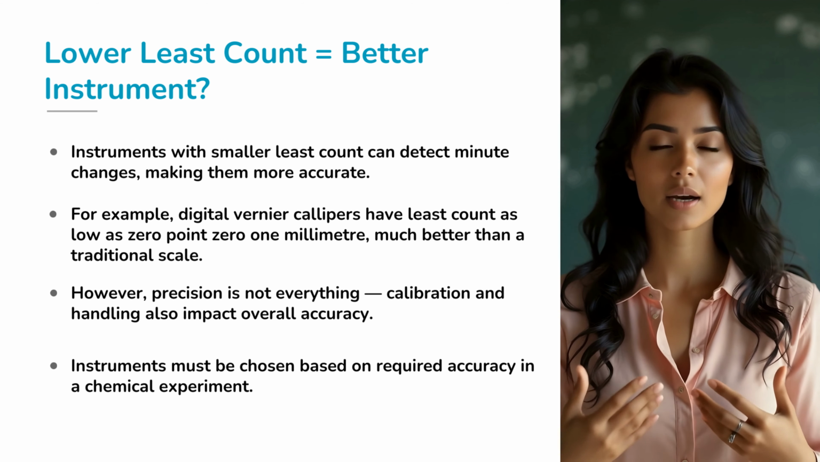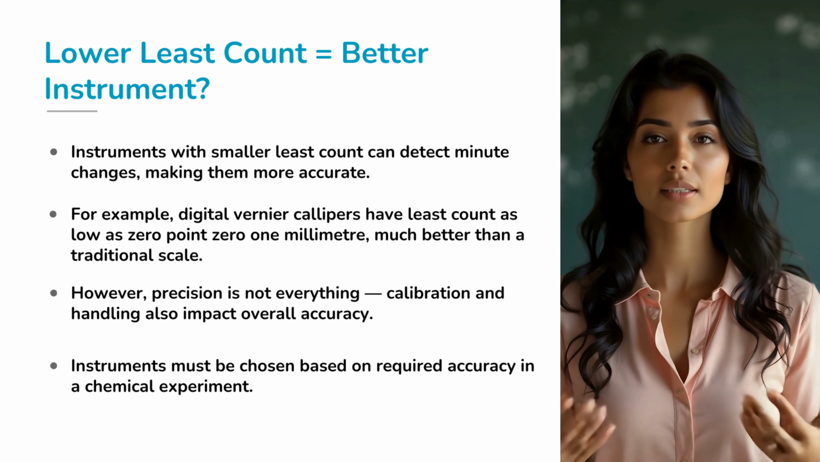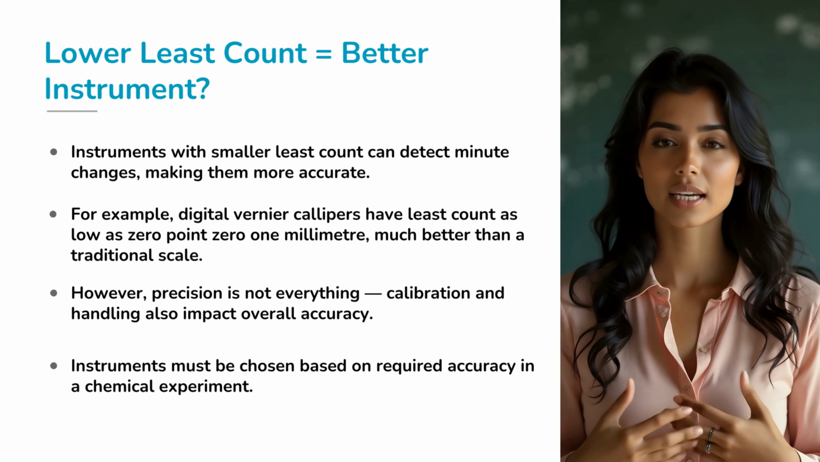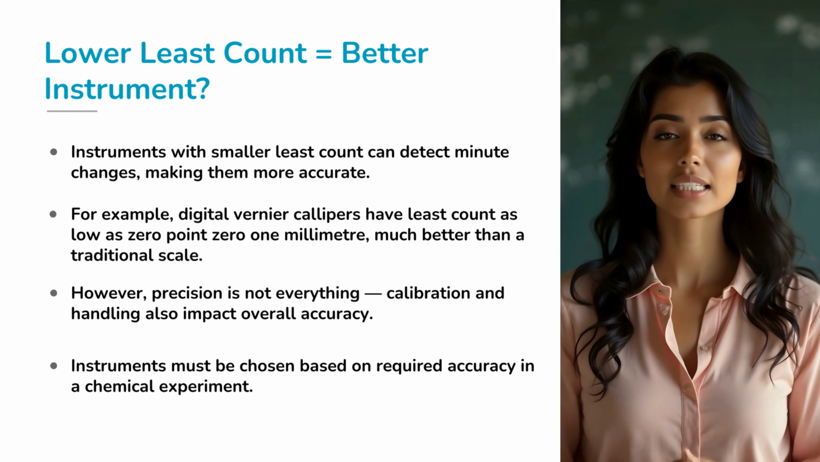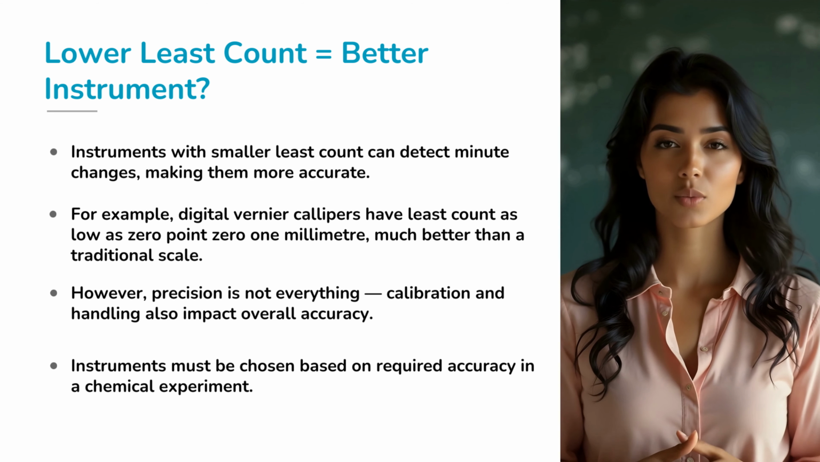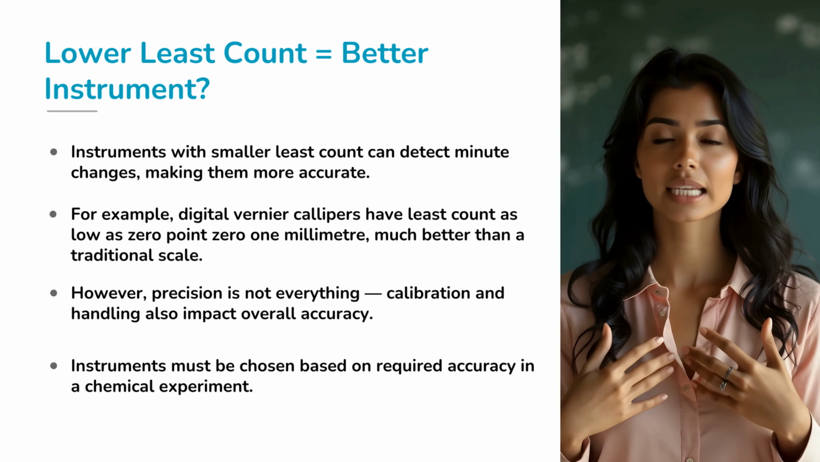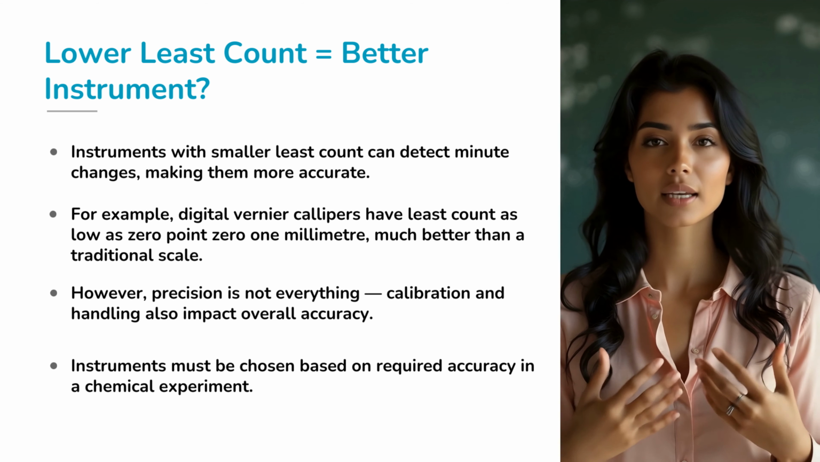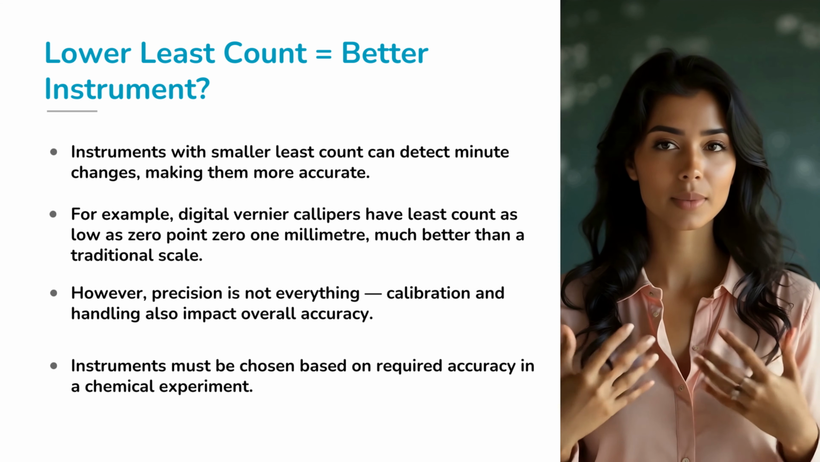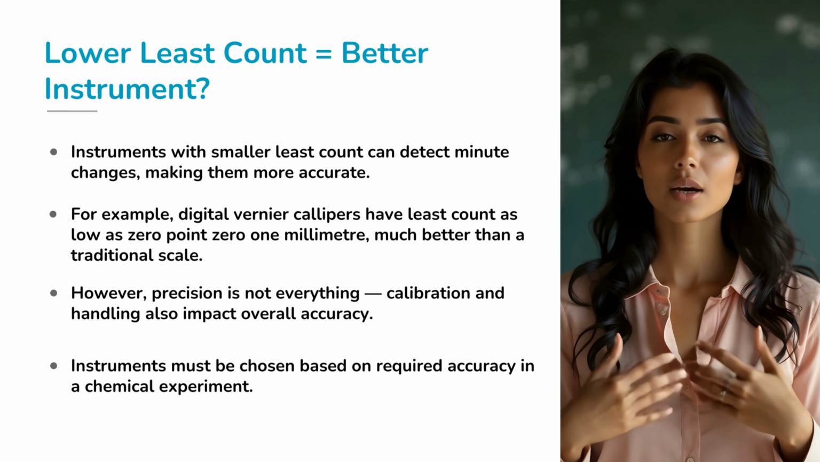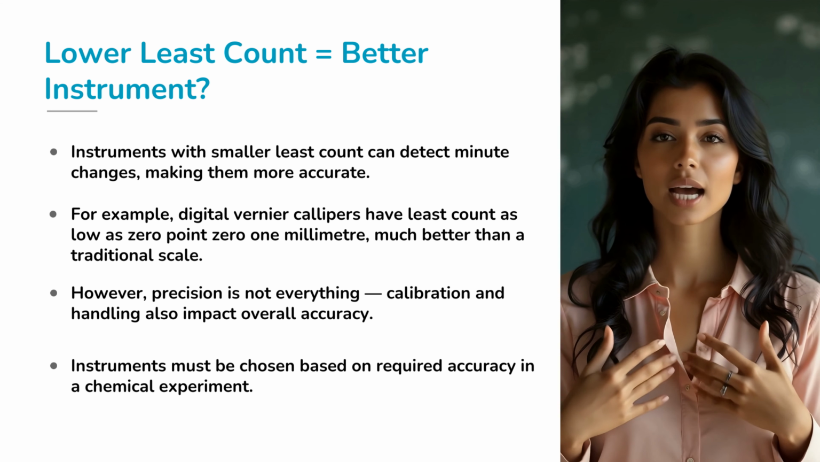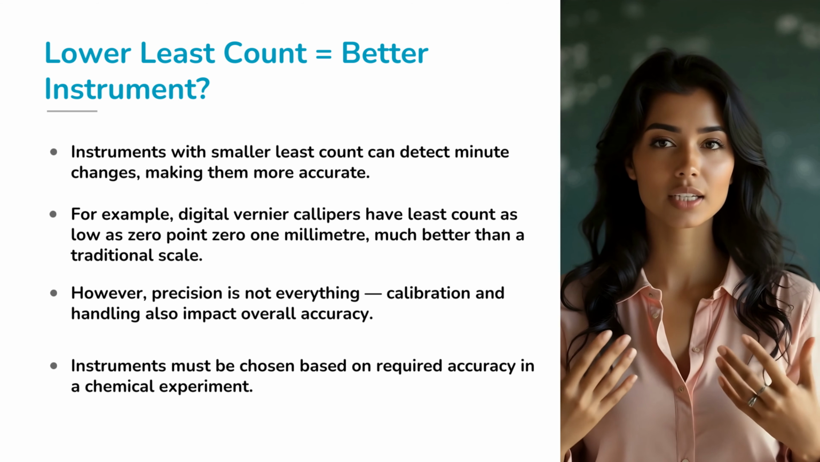In theory, yes. Lower least count means better resolution. A digital Vernier caliper with a least count of 0.01 millimeters is far superior to a traditional scale in detecting micro differences. However, we must balance accuracy with factors like instrument cost, ease of use, and application requirement. For routine salt weighing, a scale with 0.1 gram precision may be enough. But for analytical chemistry, we might need microbalances with least counts as low as 0.01 milligrams. So remember, it's not just about having the sharpest tool, it's about using the right tool for the job.